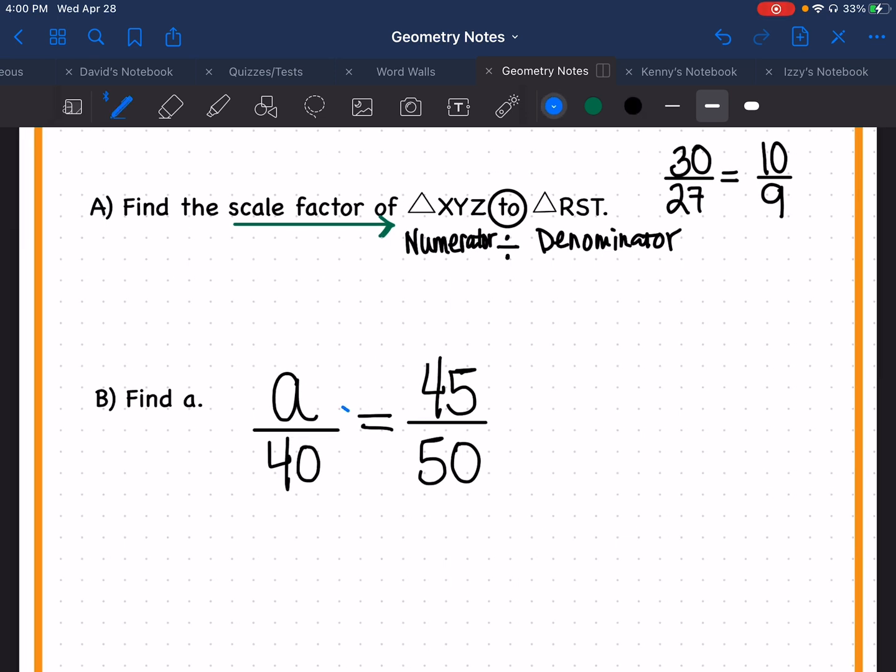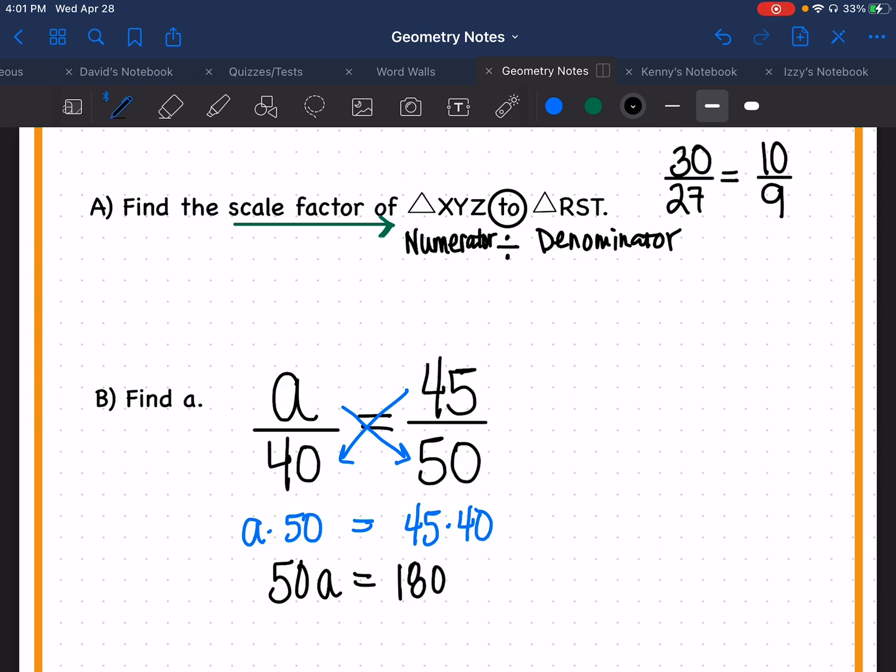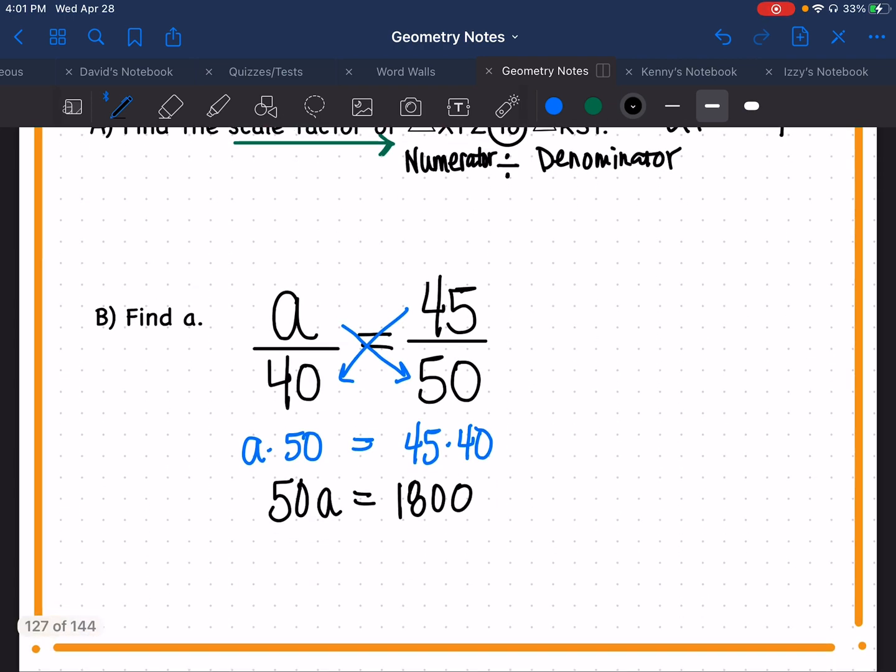Remember, whenever we have a proportion, we simply cross multiply. So for this one, we're going to do A times 50 equals 45 times 40. That, of course, gives us 50A is equal to 1,800. I'm going to simply divide that by 50 on both sides. And A equals 36.